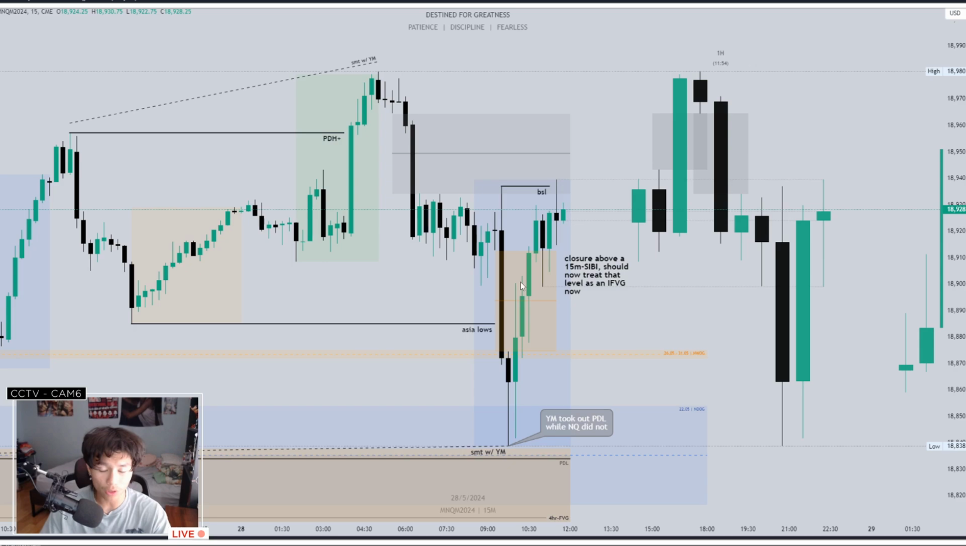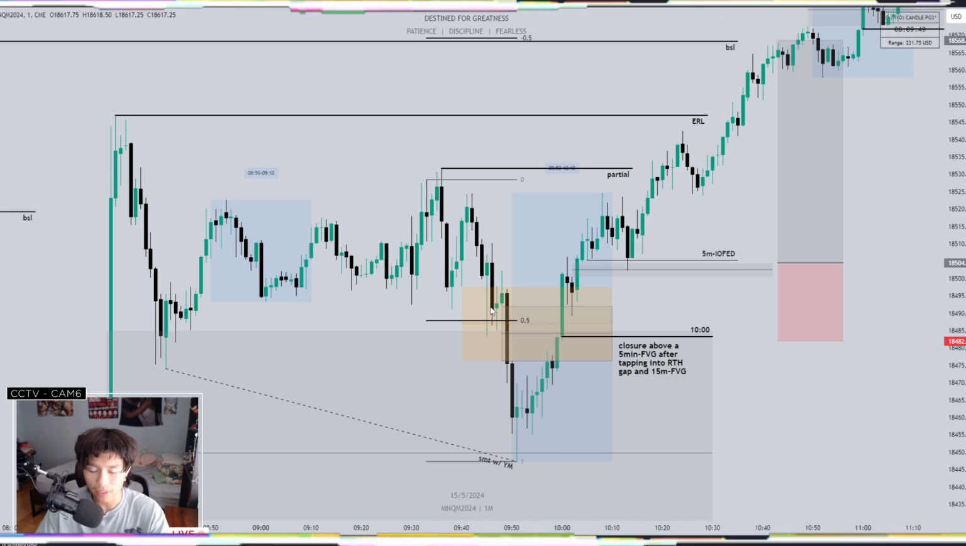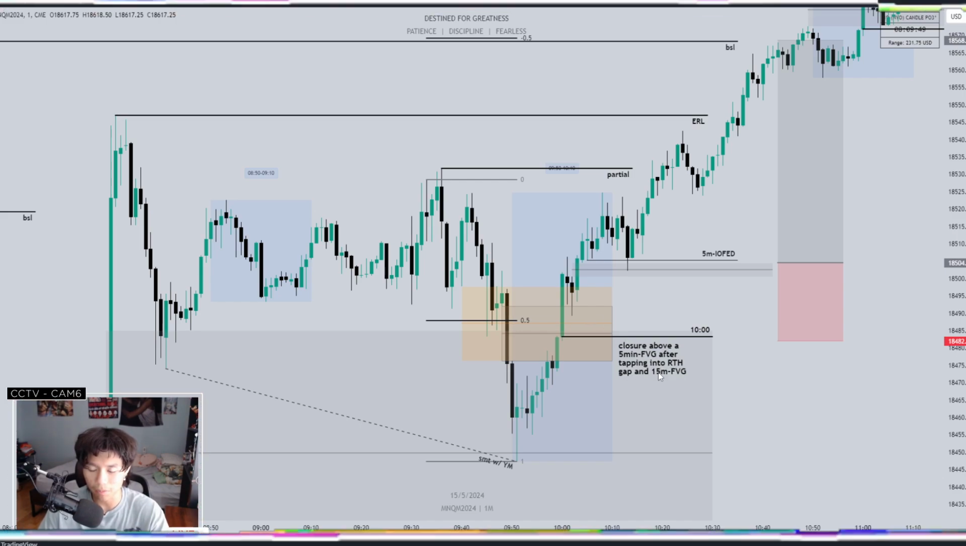And we can go on to the lower time frames, and even on the 15-minute time frame as well, we created a 15-minute BISI within an inversion fair value gap. That just supports the idea, the narrative that, hey, we might be going higher, attacking this buy side here. And another one, this is a 5-minute fair value gap, and we closed above it. So closure above a 5-minute fair value gap after tapping into the RTH gap and 15-minute fair value gap.